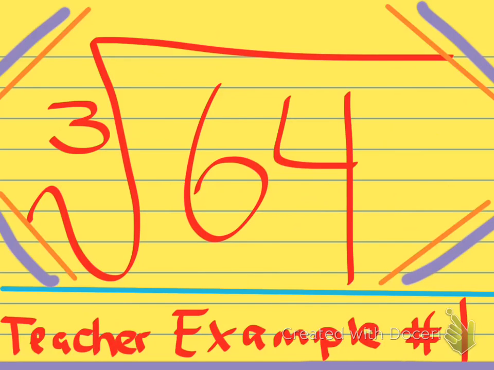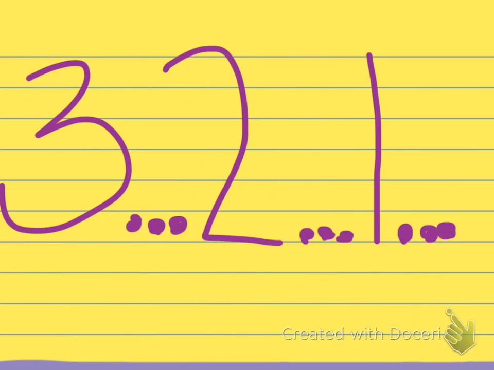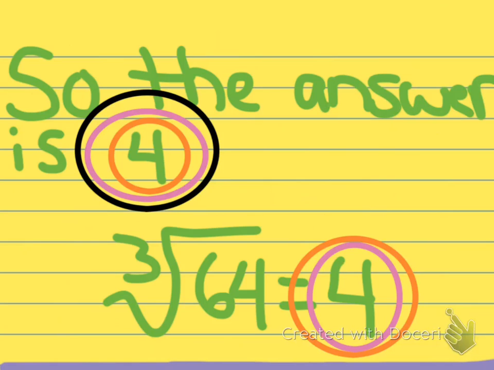Teaching example number 1. Cube root of 64. 4 to the third power is equal to 64, or 4 times 4 times 4 is equal to 64. The answer in 3, 2, 1. So the answer is 4, because the cube root of 64 is 4.